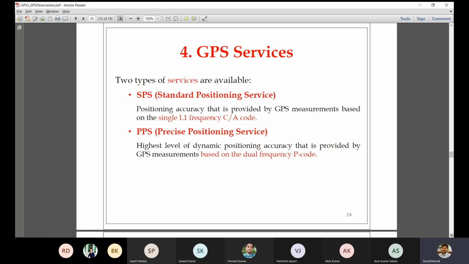So most popularly, you always recall that there are two types of services. One is SPS and another is PPS. SPS stands for Standard Positioning Service, and PPS stands for Precise Positioning Service. In SPS, people are using the C/A code on L1, and in PPS people are using the dual frequency P code.